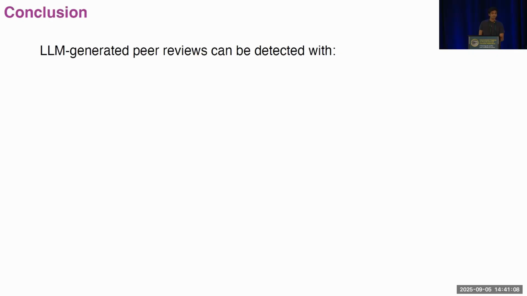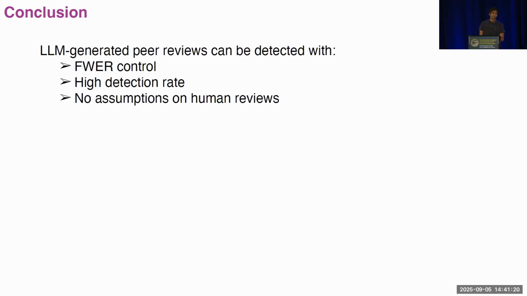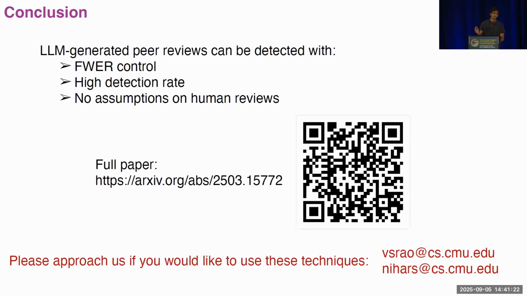So in conclusion, we show that we develop a method where LLM-generated peer reviews can be detected with family-wise error rate control, high detection rate, and making no assumptions on human reviews. And our full paper is available here. And yeah, please do approach us if you would like to use these techniques. Thank you.